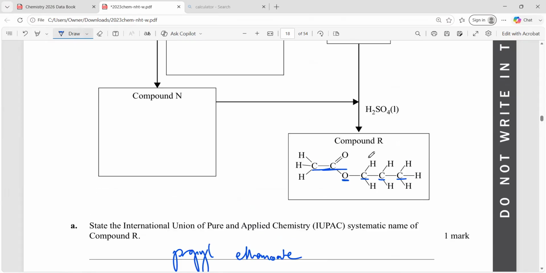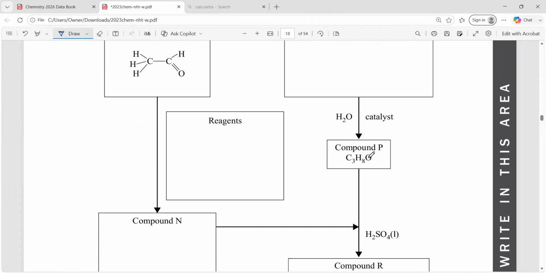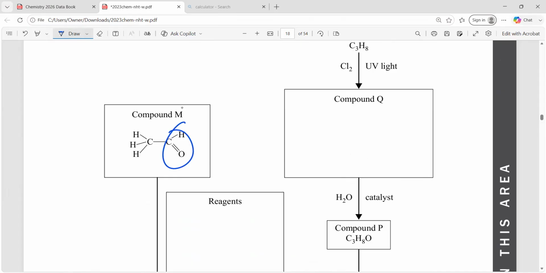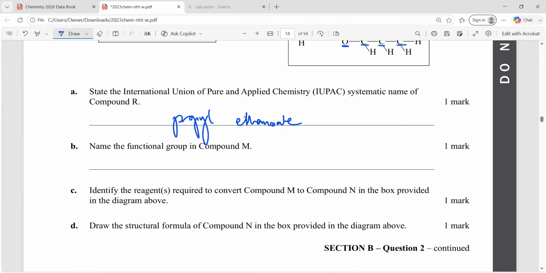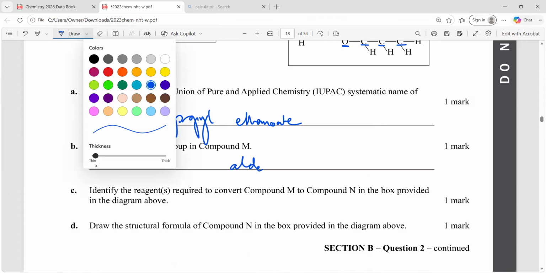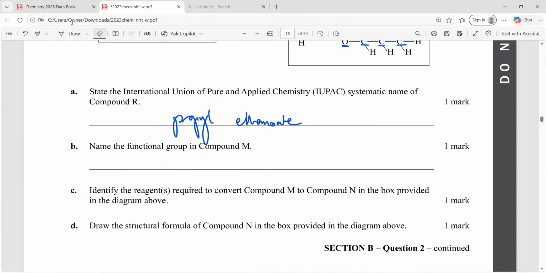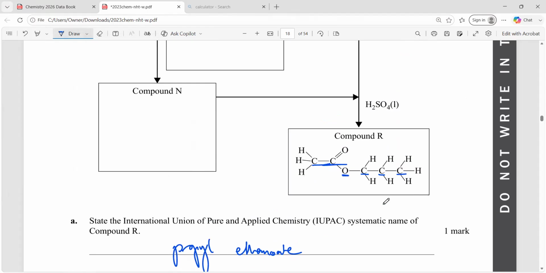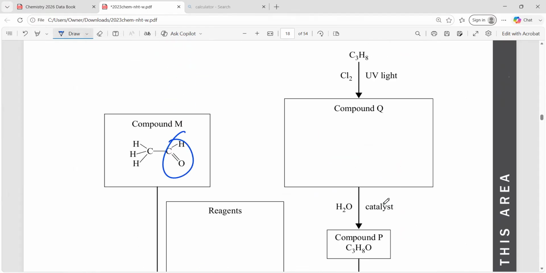And then the functional group in compound M. So that's a CHO. Because that's at the end, it's an aldehyde group. My handwriting definitely needs to improve. But by the way, if it was in the middle of a compound, it would be a ketone group. So they're basically the same thing. That's even worse. Cool. Identify the reagents required to convert compound M to compound N.